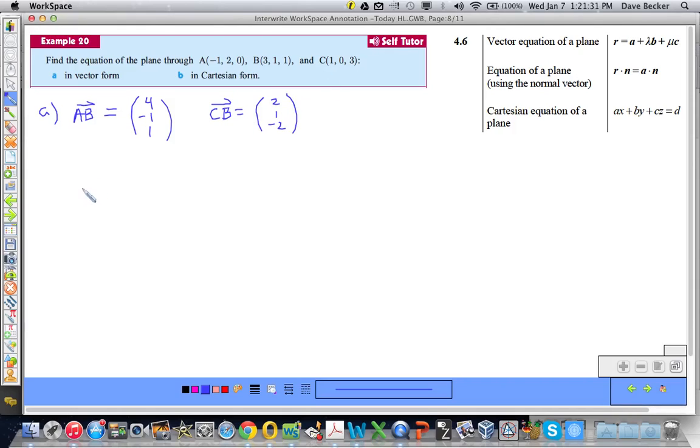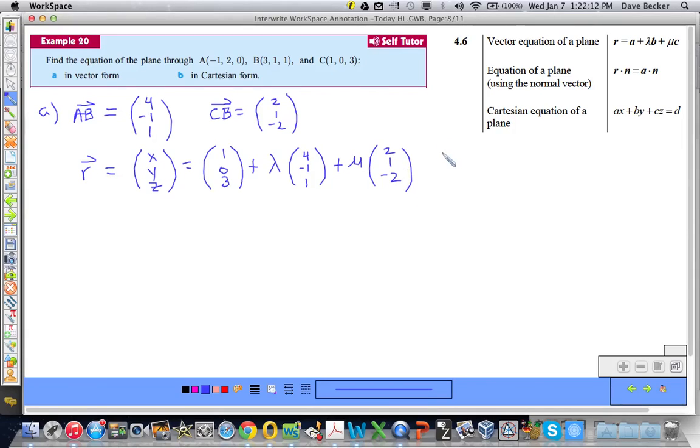It really doesn't matter. So using C, I have r is equal to, and I'm being overly cautious here, (x, y, z). I'm just putting that so we understand exactly what's happening here. Since C is the fixed point, that's going to be (1, 0, 3), plus lambda times (4, -1, 1), plus mu times (2, 1, -2). It's understood, but we can still write if we want to, that lambda and mu are real numbers. Okay? So that's part A.